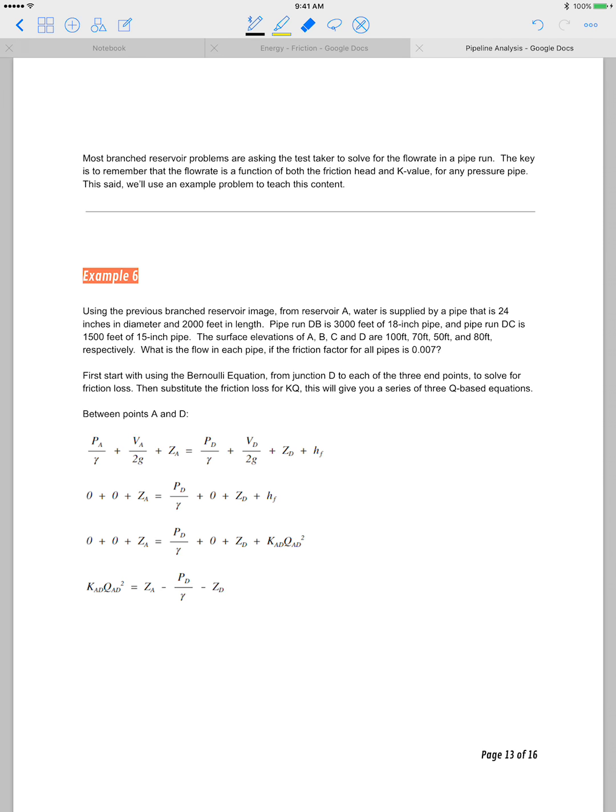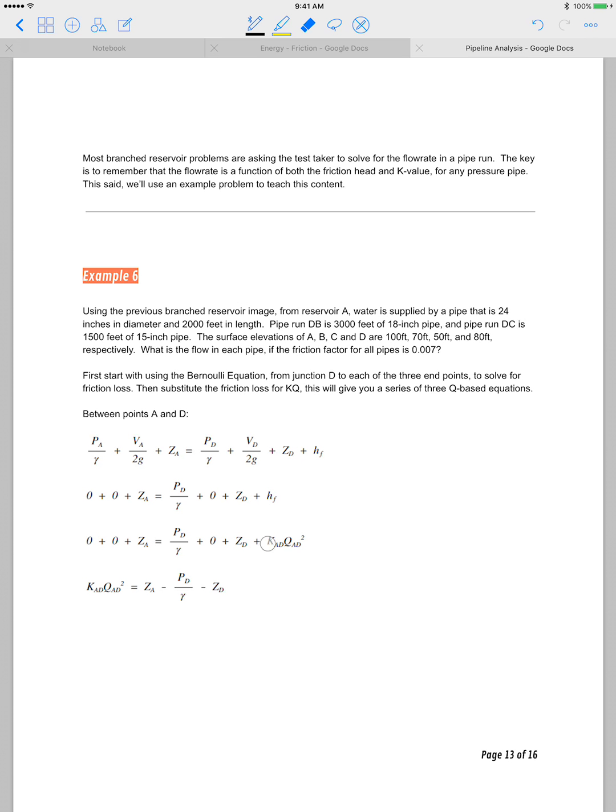So if we rearrange these and we sub out for H of F, KQ squared, remember squared because it's Darcy-Weisbach. If we had a C value, that would be a 1.85. Remember, using the generalized function form is very helpful when we're doing these types of equations. All right? Don't get caught up in all the math if you don't have to.